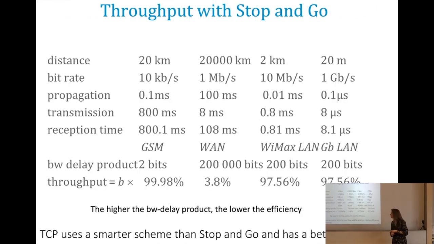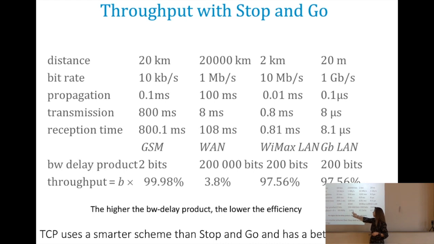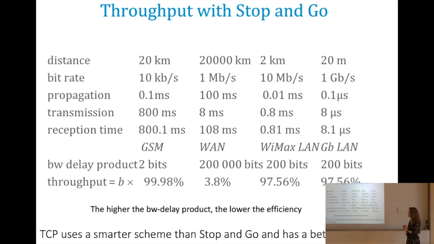So again, we can have the same type of numbers as previously and introduce the bandwidth delay product. And we see that sometimes the throughput is quite good, but the throughput of 3.8% in that scenario is very, very low. Because the higher the bandwidth delay product is, the lower the efficiency is. And typically, this type of protocol can be useful if the bit rate is quite small. Because if it's small, it already takes a lot of time to send data.